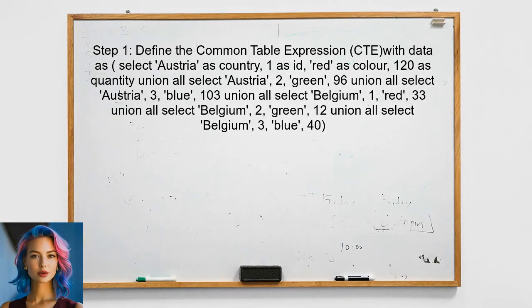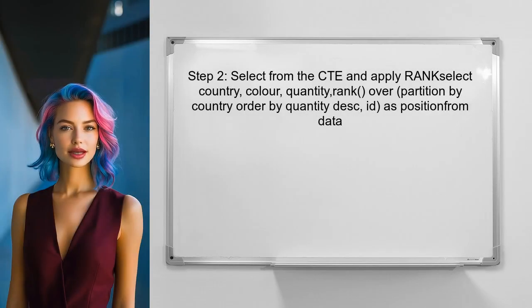To address the user's question, we can utilize a common table expression, or CTE, to simplify our query. First, the user should define the CTE to select the necessary columns from the dataset. Next, the user can select from the CTE and apply the rank function directly in the select clause. This allows us to rank the quantities without needing a subquery.